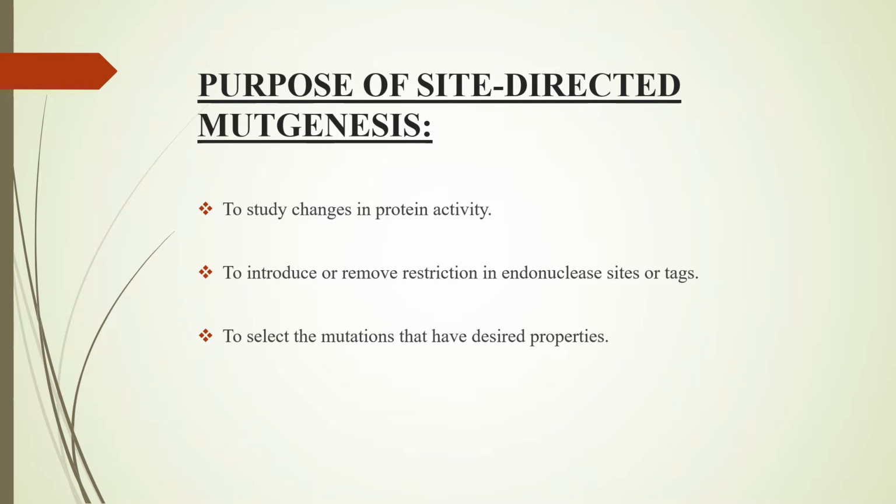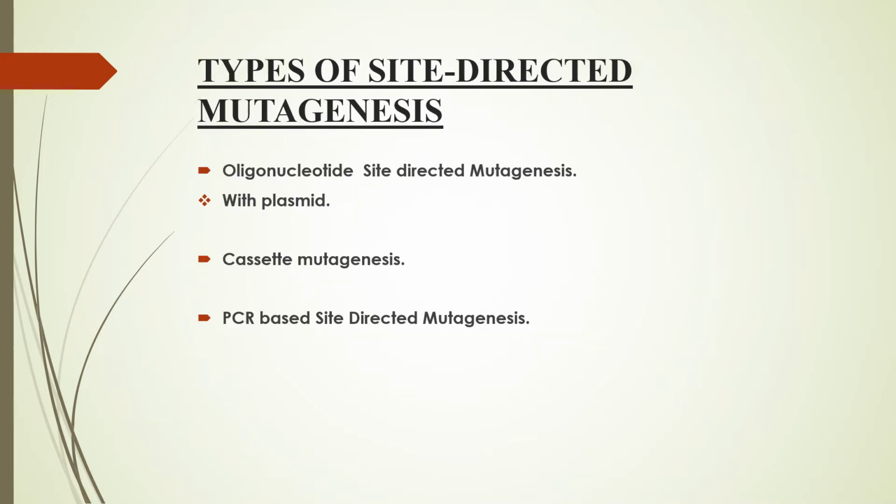Purpose of site-directed mutagenesis: to study changes in protein activity, to introduce or remove restriction endonuclease sites or tags, and to select mutations that have desired properties. Types of site-directed mutagenesis. There are different types of site-directed mutagenesis, including oligonucleotide site-directed mutagenesis with plasmid, cassette mutagenesis, or PCR-based mutagenesis.